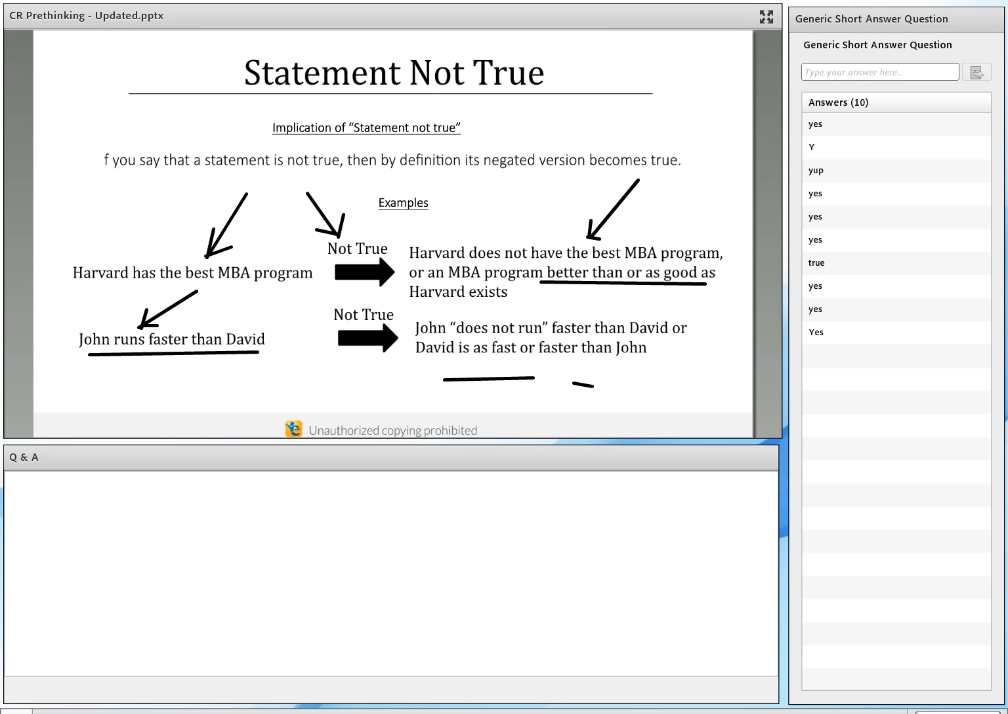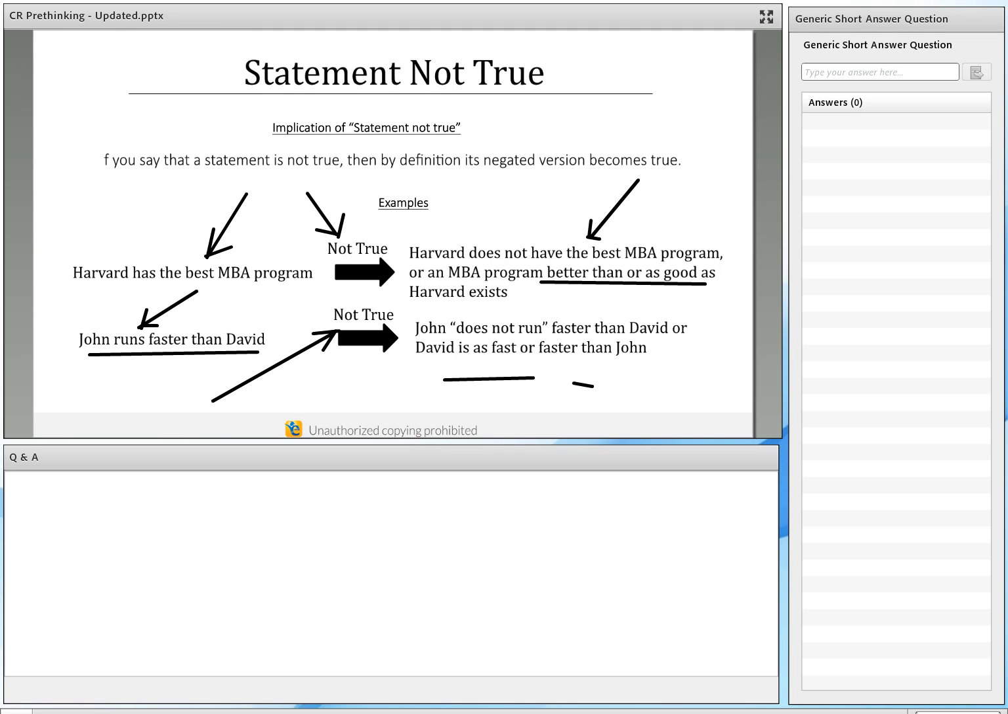Okay, but again, the key thing over here is that when you say a statement is not true, by definition, what you're saying is its negated version becomes true. When someone says, I studied 2 hours for the GMAT, and someone says, no, that's not true, which means that the person is saying you did not study 2 hours for the GMAT, by definition.